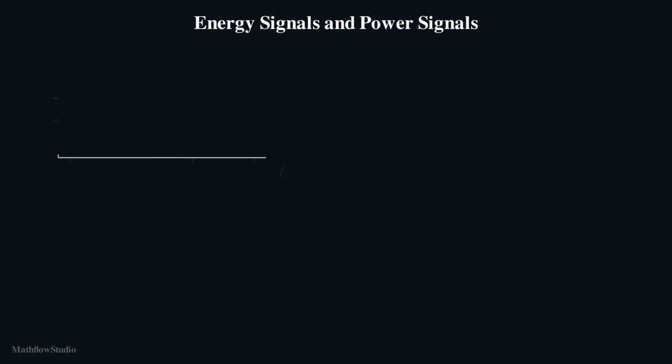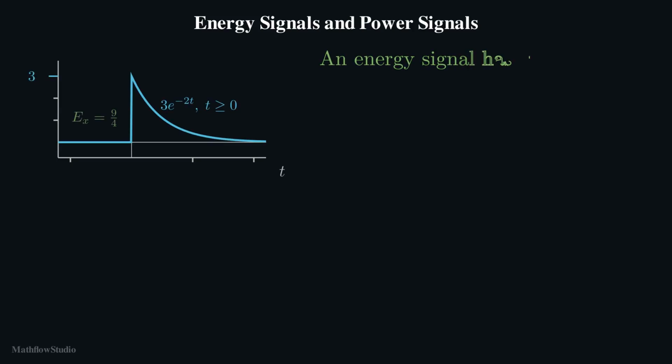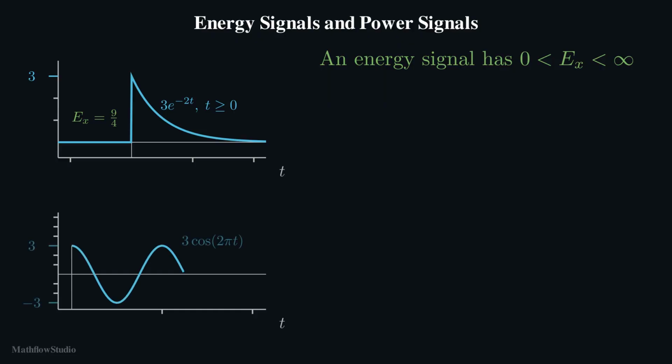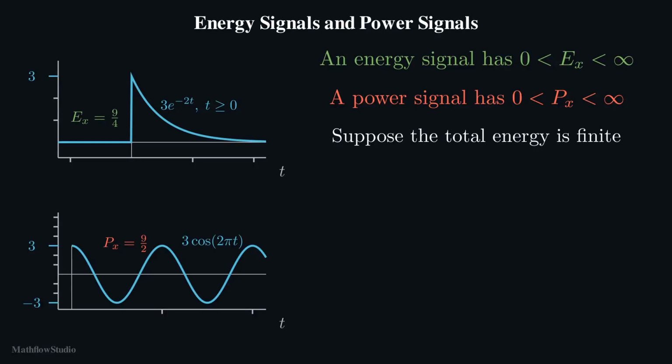A signal whose total energy is a positive finite number is called an energy signal, and the decaying pulse is 1. A signal whose average power is a positive finite number is called a power signal, and the repeating wave is 1. Suppose a signal has finite total energy.